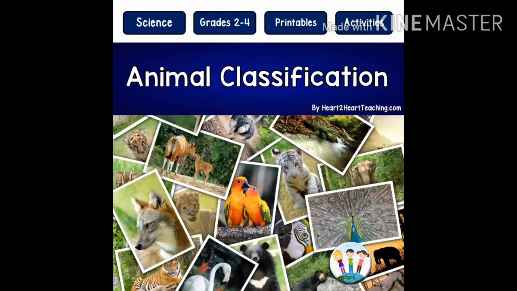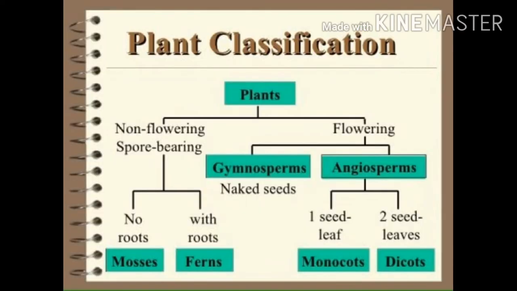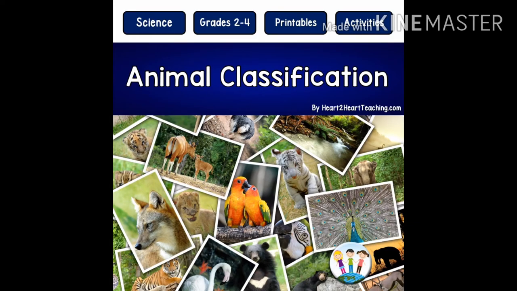Dear student, now we are going to learn sixth topic of science 2, and it is animal classification. In the previous standard, we have learned the classification of microorganism and classification of plants. Now in this topic, we are going to learn classification of animals.